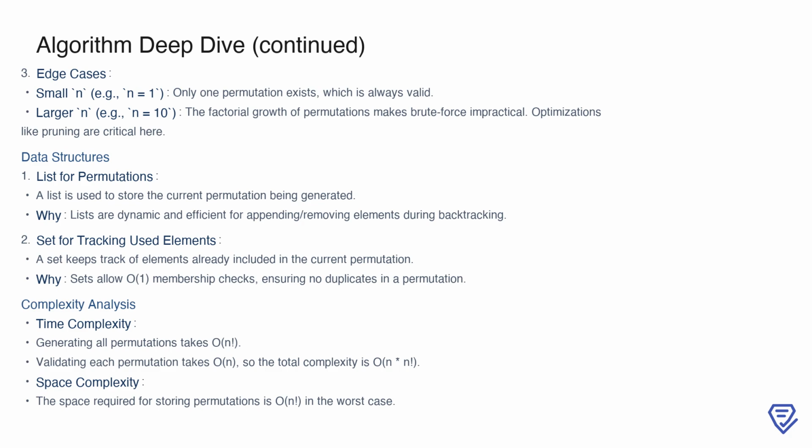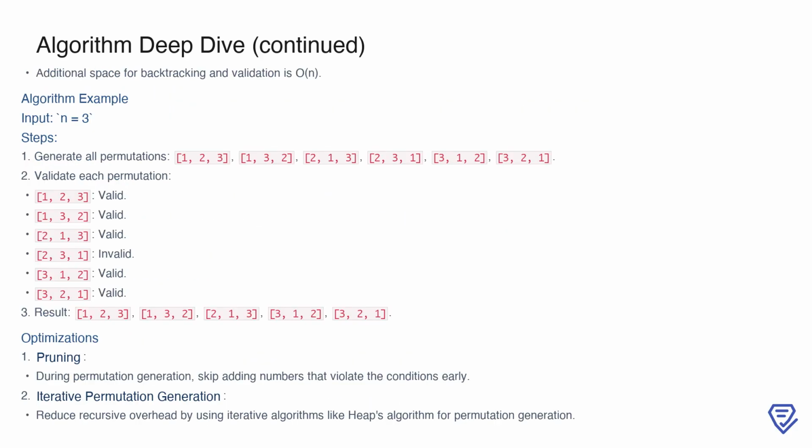The time complexity of this approach is O(n * n!), since we generate all n! permutations and validate each one in O(n). Space complexity is dominated by the storage of permutations, which is O(n * n!) in the worst case. The backtracking process requires additional space proportional to n for storing the current permutation and tracking used elements.